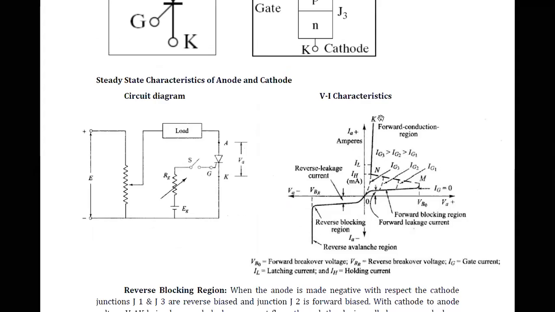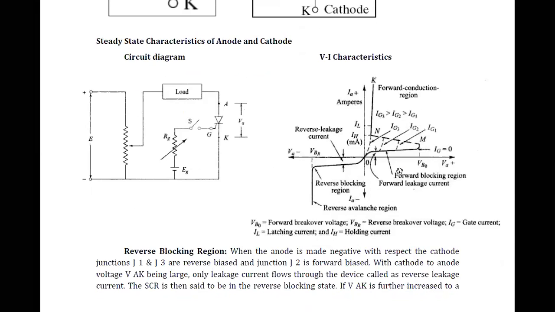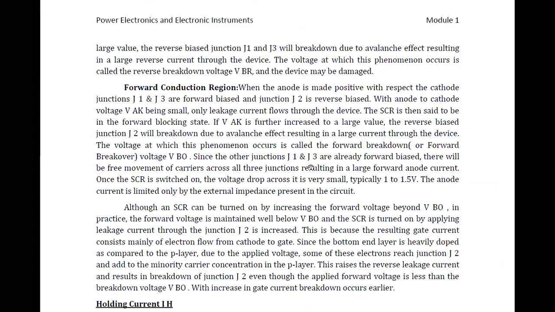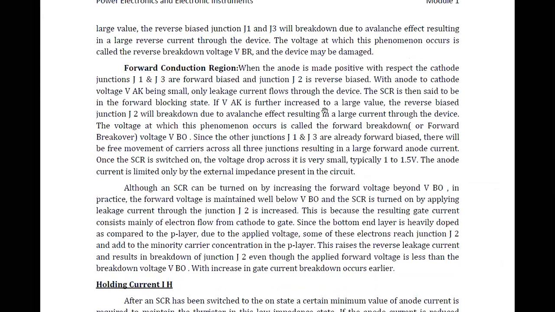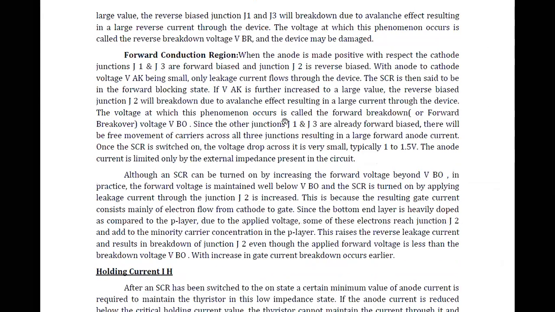So therefore you can see there is a straight path, that is K. That region is called the forward conduction region. Okay, so this is how the forward conduction region works. These two paragraphs are very important, just go through them. If you have any doubts, please let me know.